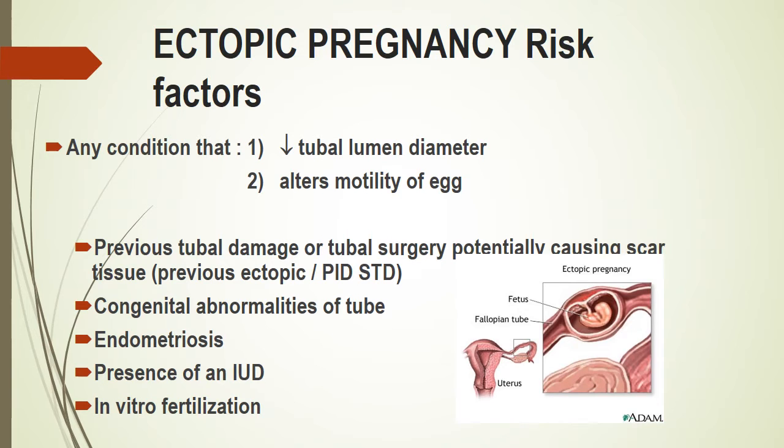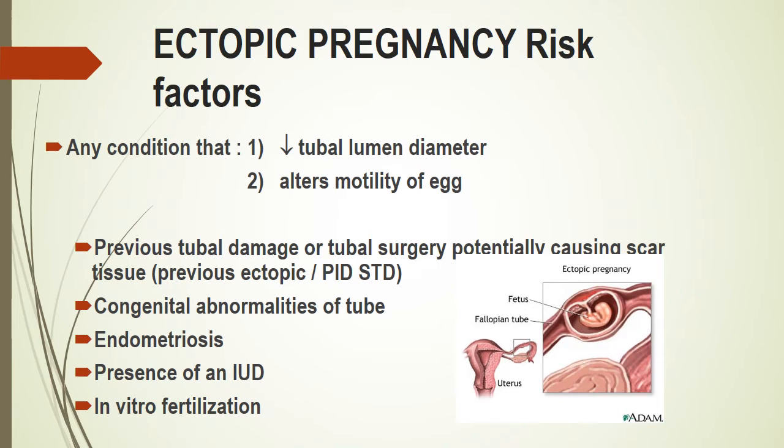So speaking of risk, what are the risk factors for developing a pregnancy outside of the uterus? Well, anything that alters the condition of the actual fallopian tube. Therefore, the tube is more narrow than it should be. There may be scarring. There also may be altered motility of the egg as it goes from the ovary, enters into the fallopian tube, and travels down into the uterus to implant.